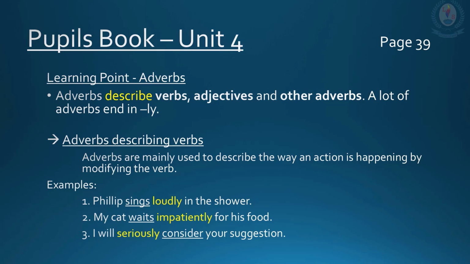So the next example is my cat waits impatiently for his food. You can just say my cat waits for his food without describing the action, or you can add an adverb and say my cat waits impatiently for his food, right? So you are giving more meaning to the sentence by adding these adverbs. Next one is I will seriously consider your suggestion. Here you can simply say I will consider your suggestion, or you can put an adverb and describe the verb a bit better and say I will seriously consider your suggestion, right?